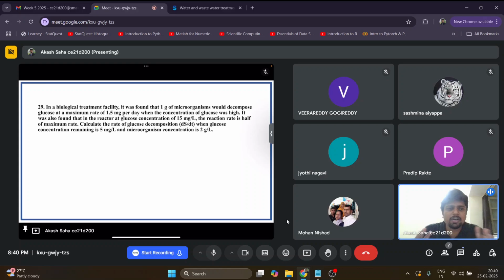Can anyone tell me any parameters that are being given? Any of the parameters? Mu max. Okay, what is mu max here? 1.5 mg per day. Mu max is 1.5 mg per day. Okay, what else?